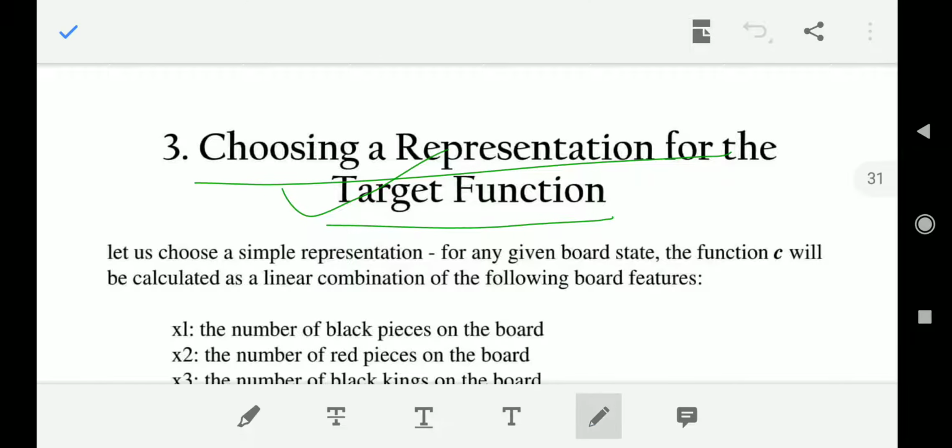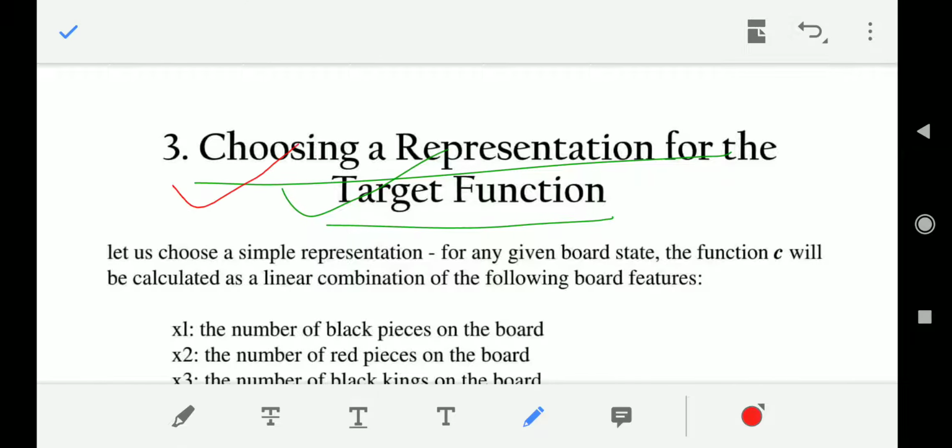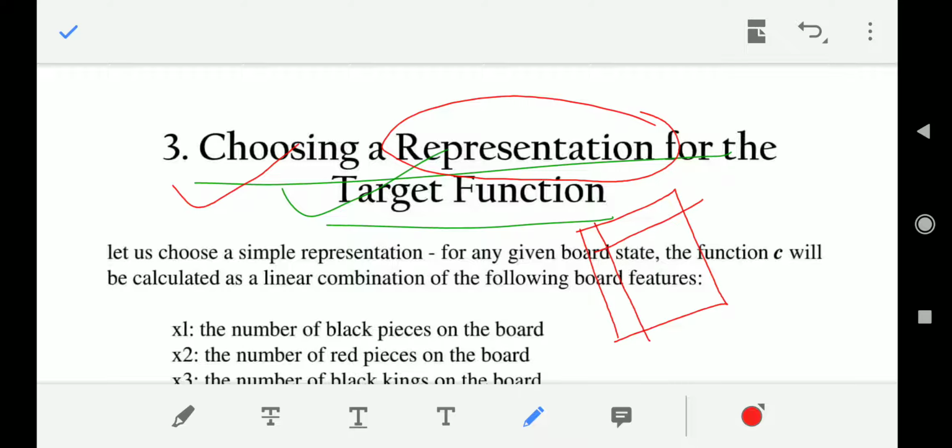Third step is choosing the target function representation. Choosing a representation for the target function. Yesterday we have seen the target function and evaluation function, and now how to represent it. For example, let us suppose you have a square matrix. There are rows and columns. It is just a simple example I am telling you, to explain what is the meaning of representation.